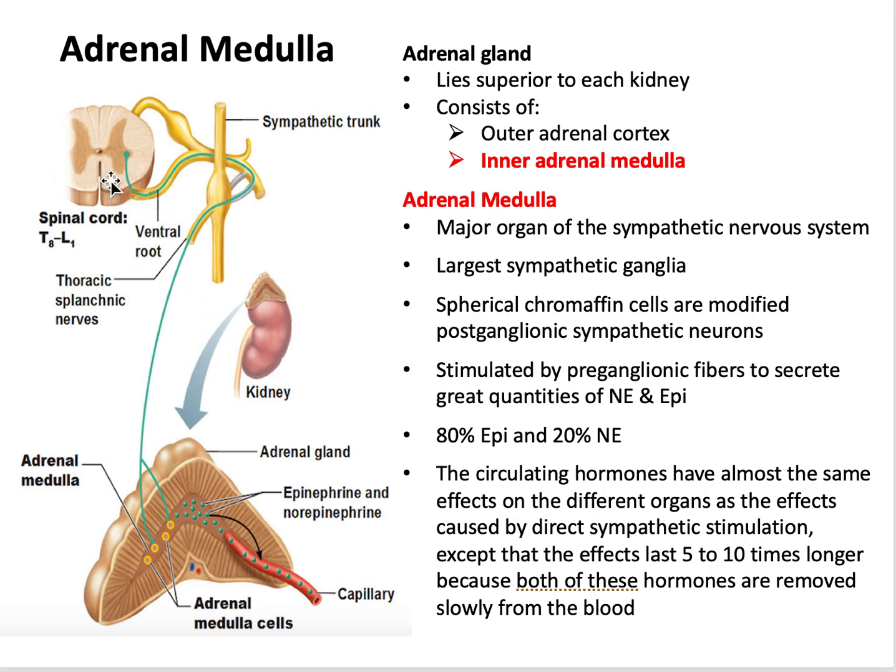But with the adrenal medulla, there was no typical postganglionic neuron, and that's because the cells of the adrenal medulla are modified postganglionic neurons, essentially, right? So here we have our preganglionic neuron exiting the spinal cord, coming down and synapsing directly on chromaffin cells of the adrenal medulla. Remember, adrenal glands, they're pyramidal shaped glands that sit right on top of the kidneys.